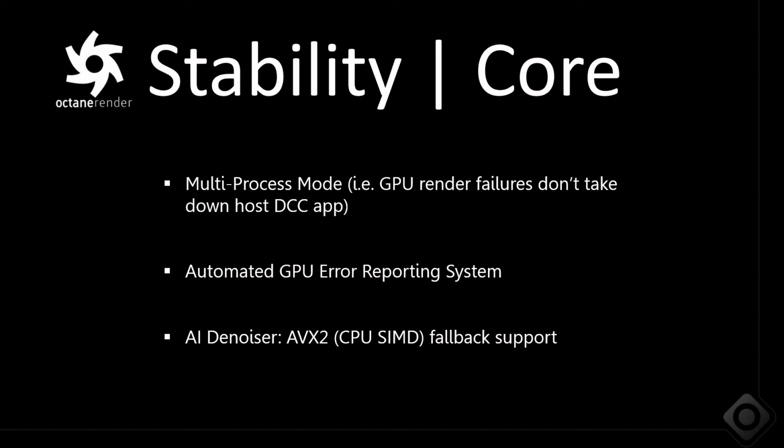So in cases where that happens, we want to provide a fallback for the AI denoiser that runs on AVX2, which is essentially SIMD instructions on Intel and AMD chips. So that's coming in 2020.2. You'll have that as an option. You can use that for denoising. In certain cases, that will free up the thermals on the GPU. I think that frankly on more recent GPUs, that's not so much of an issue, but on older ones, it can be.